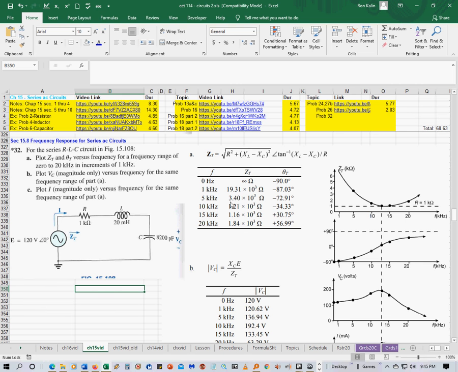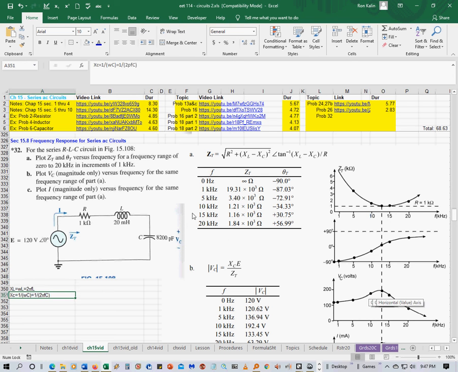So if you plot those, in these it says increments of 1 kilohertz, but it went 1, 5, 10, 15, 20, so it didn't go exactly 1 kilohertz increments, but at 0 hertz, the impedance goes to infinity.